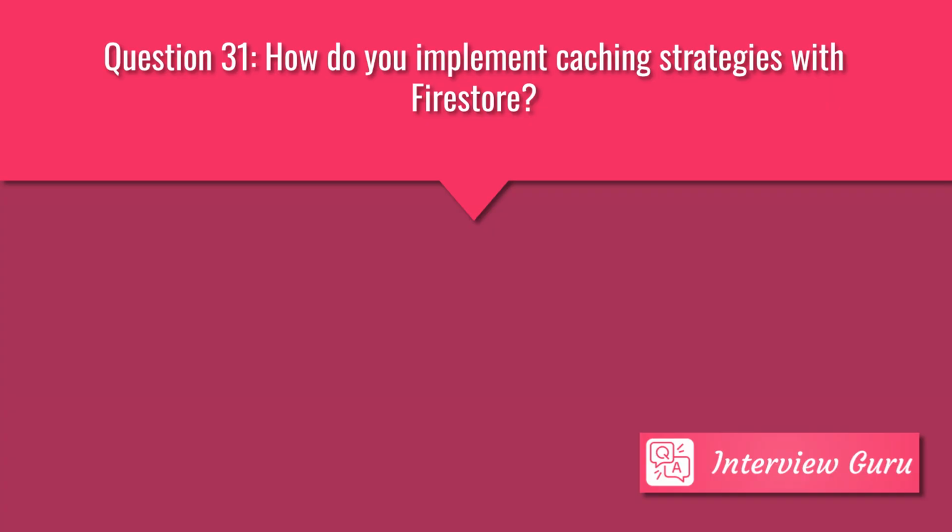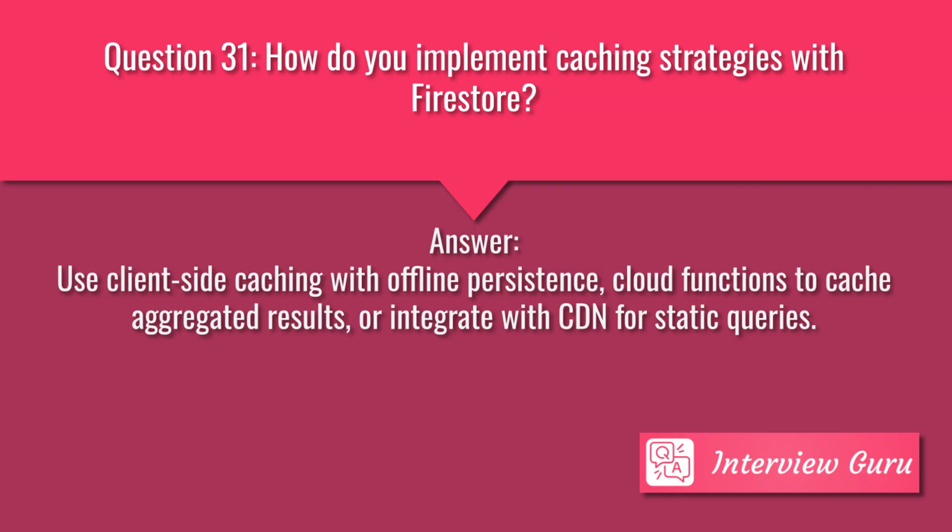Question 31. How do you implement caching strategies with Firestore? Use client-side caching with offline persistence, cloud functions to cache aggregated results, or integrate with CDN for static queries.